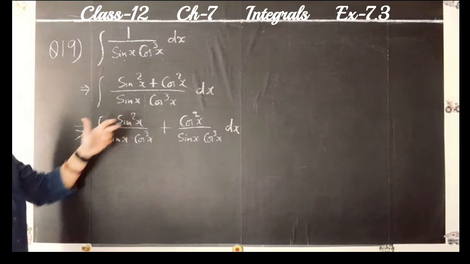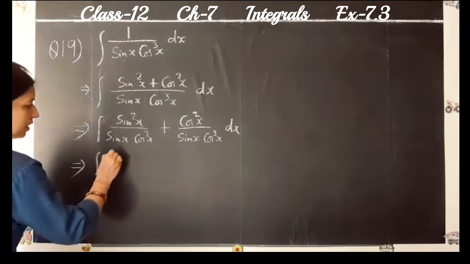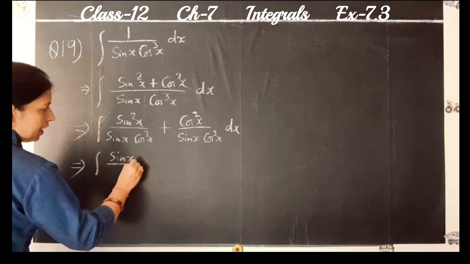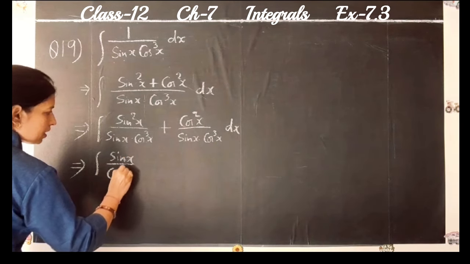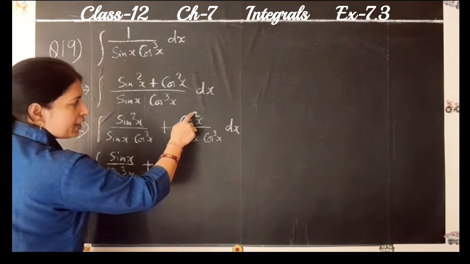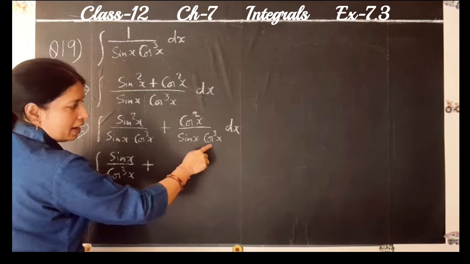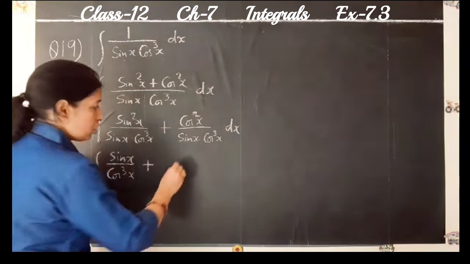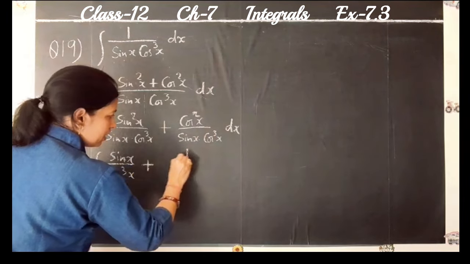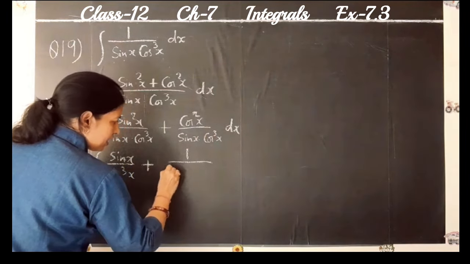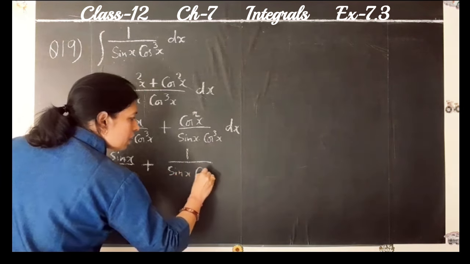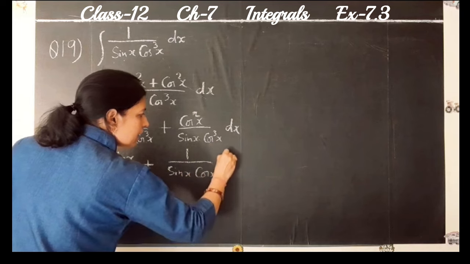Now sin square x divided by sin x will be sin x, only sin x, and write this cos cube x, plus here it is given cos square x and here it is given cos cube x. So when we divide cos square x by cos cube x, we get 1 by cos x. So here it will be 1, write this sin x as it is, and here it will be cos x dx.